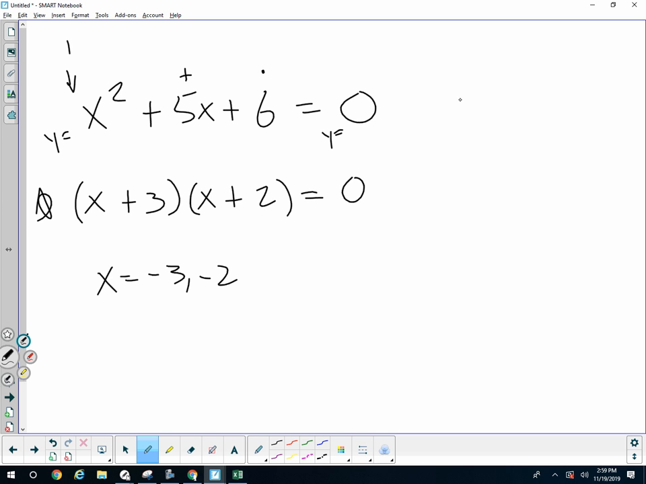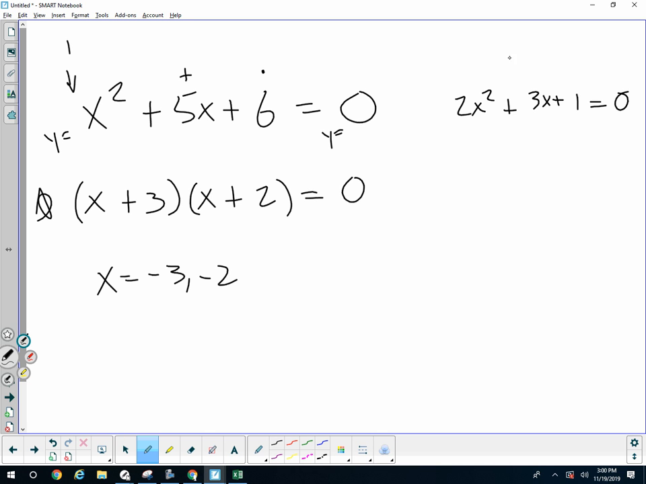We know we could do the same thing for something like this. 2x squared plus 3x plus 2 equals 0. That doesn't work. Plus 1 equals 0. Yep, that works. We could graph, but we can also factor. Okay? We could factor this.